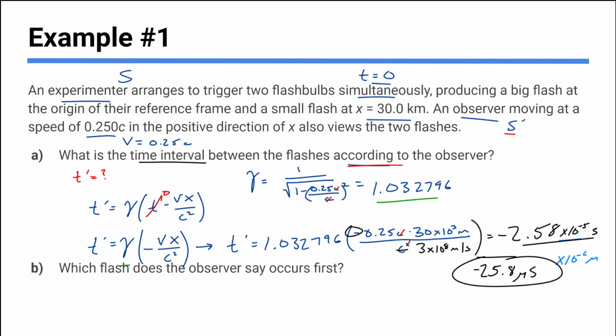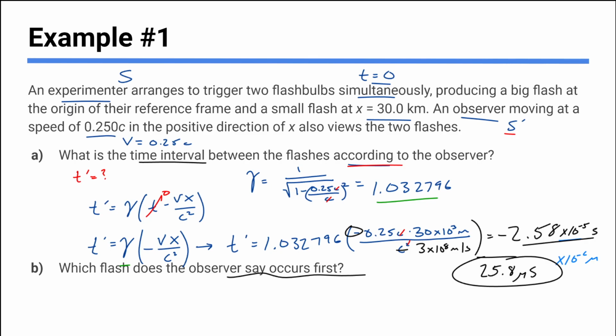I wonder the time interval between the flashes. To me, that implies I don't need the negative in this answer, so let's drop it for now, because it's 25.8 microseconds between the events. But the fact that the negative is there is important. This is a crazy concept, but the bulbs were simultaneous for the person in the experiment, but there's some time difference between the events for the observer.